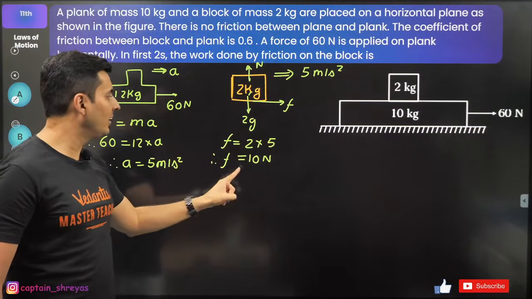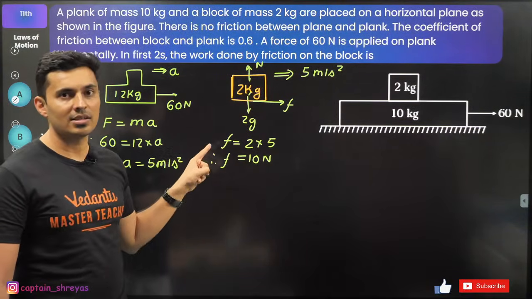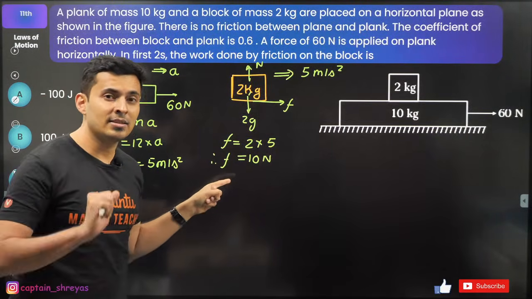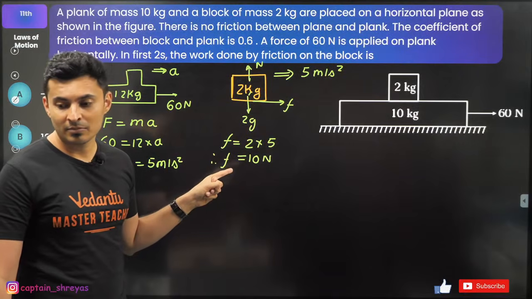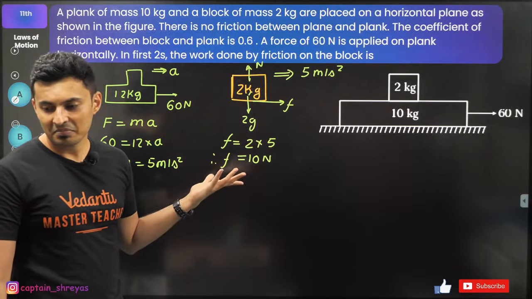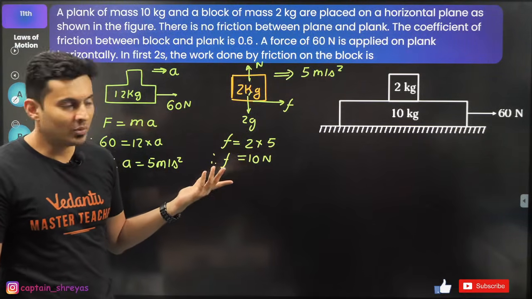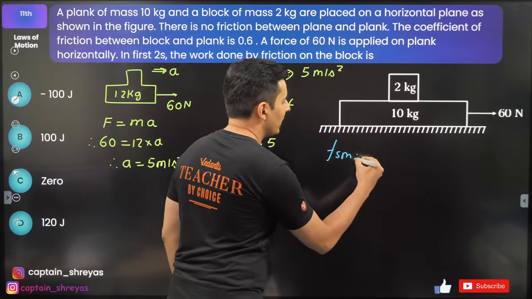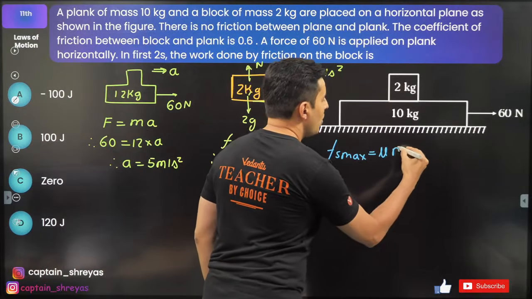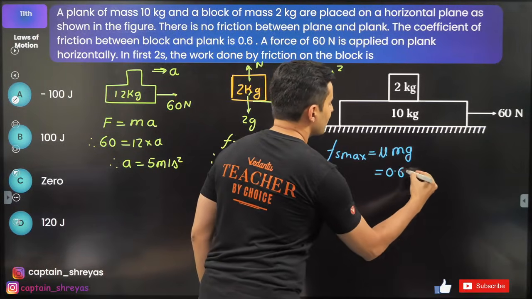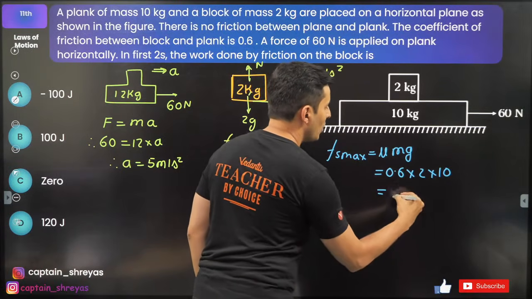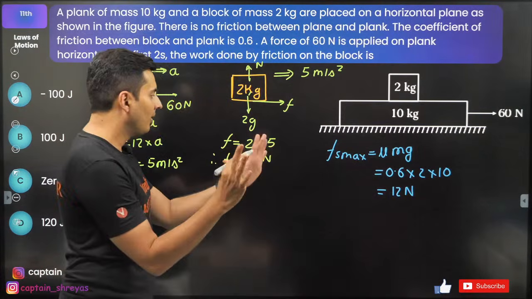If they move together, then this is the friction, this is the acceleration. But is this friction less than the static friction maximum limit? I don't know. We need to check it. What is Fs max? What is the maximum limiting friction? Mu mg. Mu is 0.6, mass is 2, g is 10. 0.6 into 10, 6 into 2, 12 Newton. Oh, we are safe.